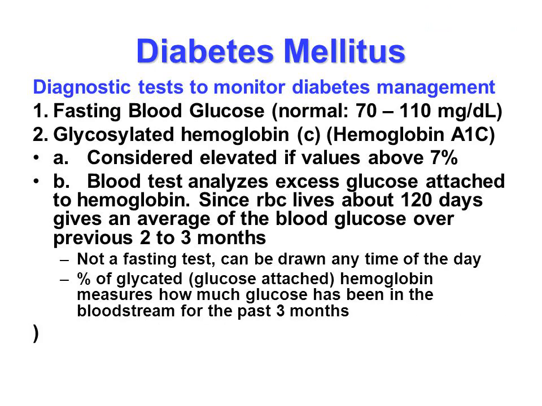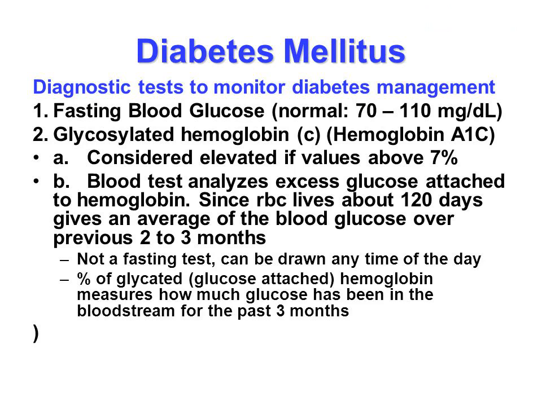Diabetes mellitus. Diagnostic tests to monitor diabetes management. 1. Fasting blood glucose, normal, 70 to 110 mg/dl. 2. Glycosylated hemoglobin, hemoglobin A1c. A. Considered elevated if values above 7%. B. Blood test analyzes excess glucose attached to hemoglobin. Since RBC lives about 120 days, gives an average of the blood glucose over previous 2 to 3 months. Not a fasting test, can be drawn any time of the day.